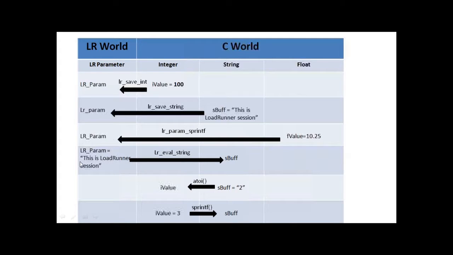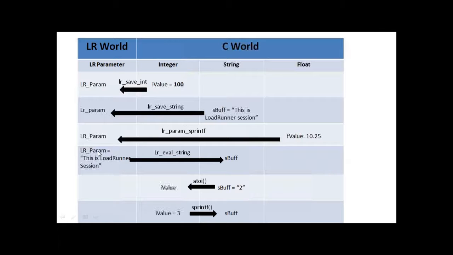If you want to convert an LR parameter to a string, there is a direct way. We can use lr_eval_string. Once you convert it to a string, there are C functions where you can convert a string to a float or a string to an integer. Here I've shown you how to convert a string to an integer using atoi. A means ASCII, which is string, and I means integer. Similarly, itoa is also there. If you have an integer, convert it to a string, I to ASCII. But itoa is rarely used, they use sprintf.